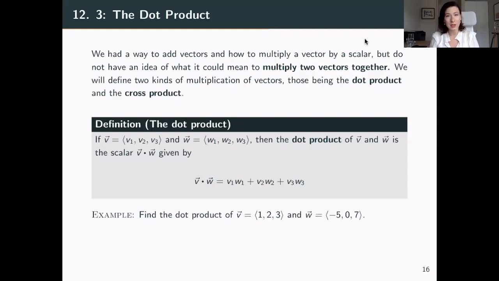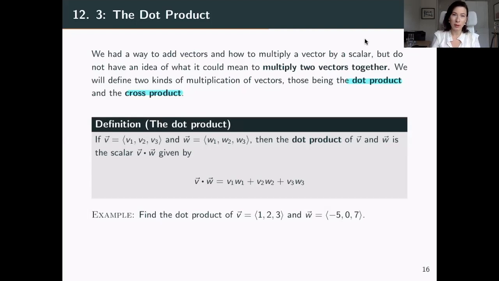So recall from last week that we defined addition and subtraction of vectors geometrically and algebraically using the component form of a vector. This week, we are going to define multiplication of two vectors, and we're going to do this in two ways. The first being what we call the dot product. That's going to be our concern right now. And then we'll move on to the notion of the cross product. So again, there are two ways to multiply vectors, each with a unique notation and definition.